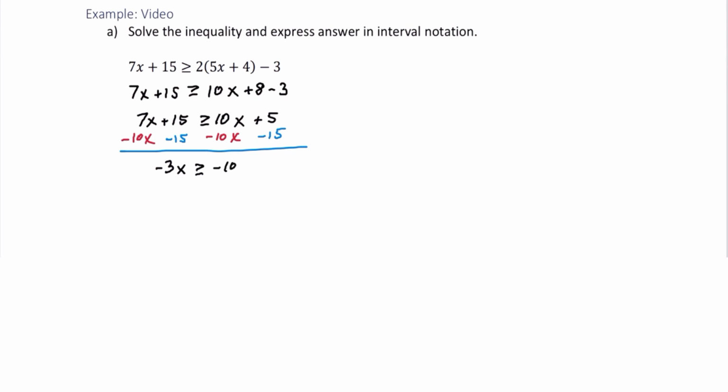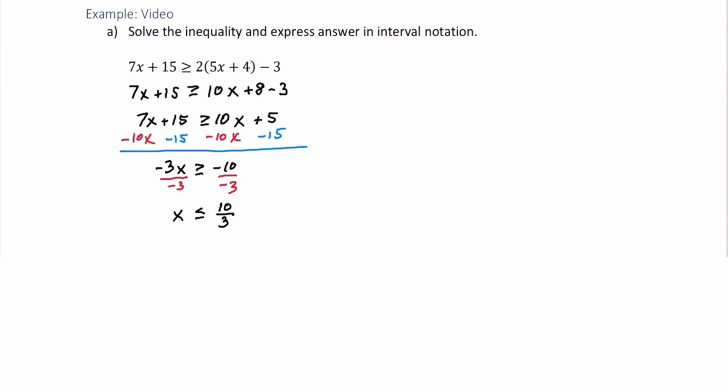To isolate x, we now divide by negative 3. Whenever you divide or multiply by a negative, we need to remember to change the direction of the inequality. So we have x is less than or equal to 10/3.